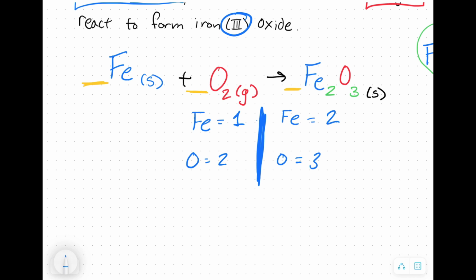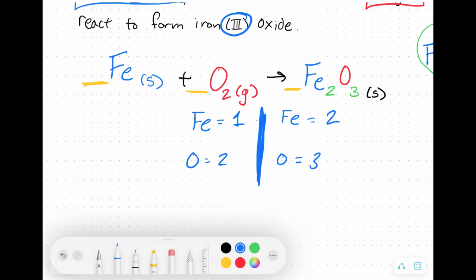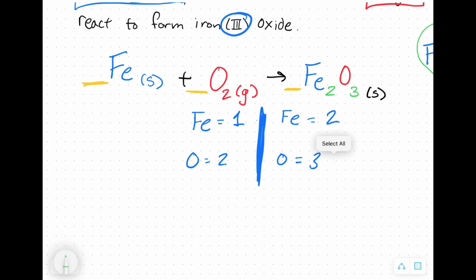So, thinking about it, I'm going to try to balance the irons first. I have 1 on the left side, 2 on the right side. Well, easy enough. If I put 2 in front of Fe, then I get 2 on both sides. So, okay. Now I'm going to check oxygen. Oh, I have 2 on the left side, 3 on the right side.